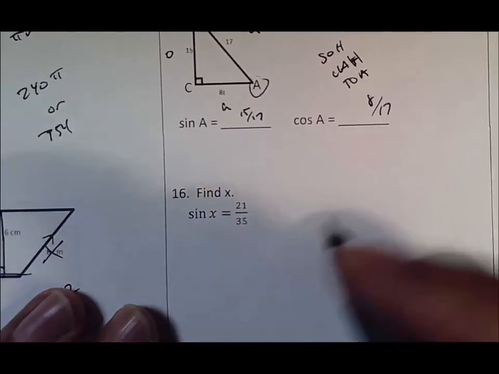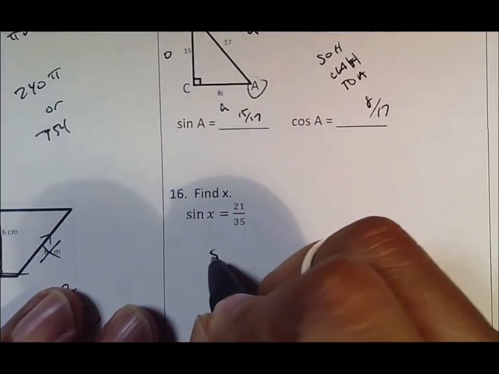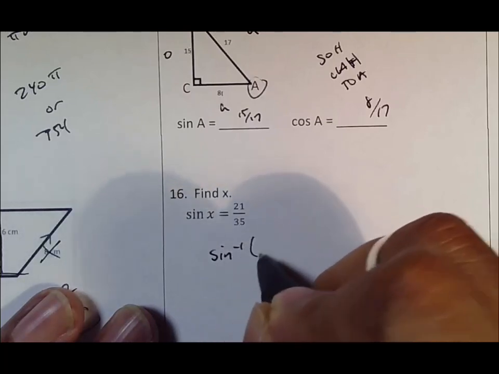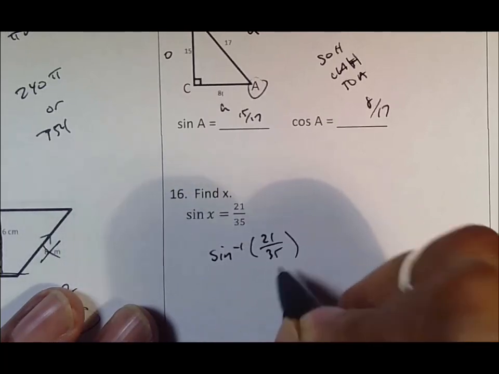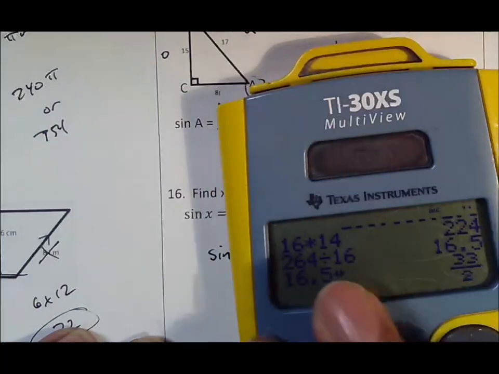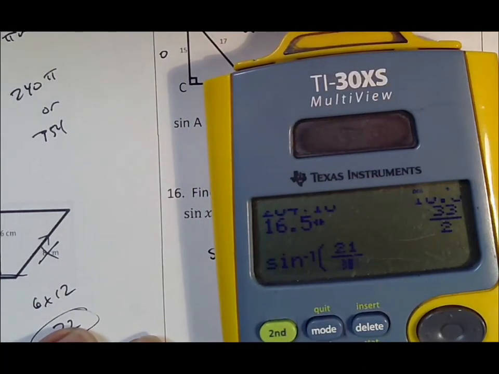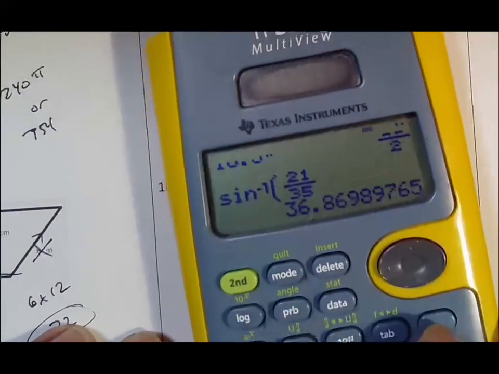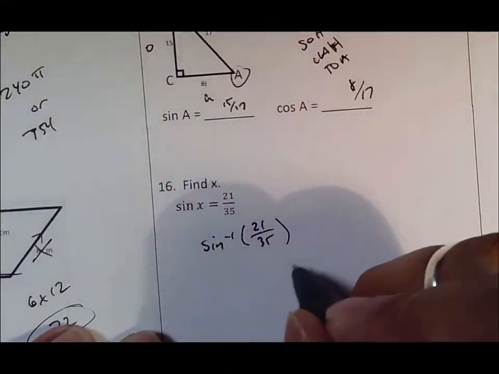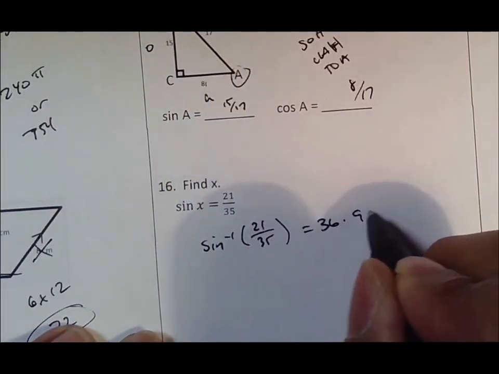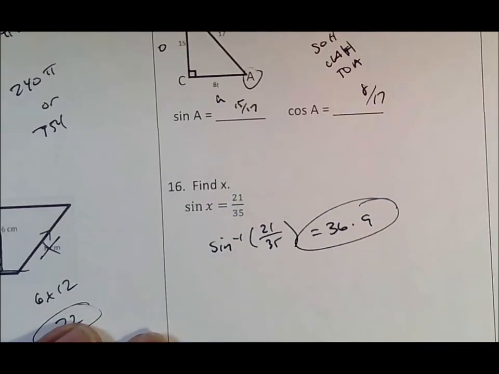And then on 16, remember that whenever your variable is attached to x, you do sine inverse of whatever's over there to get your answer. 21 over 35. And that gives you 36.9. So there you go.